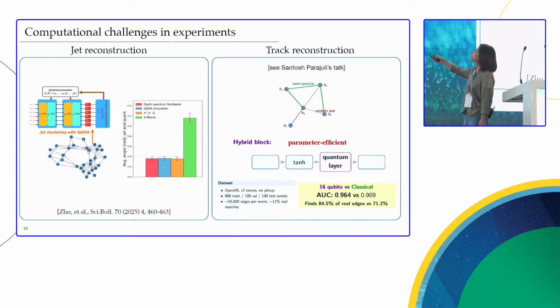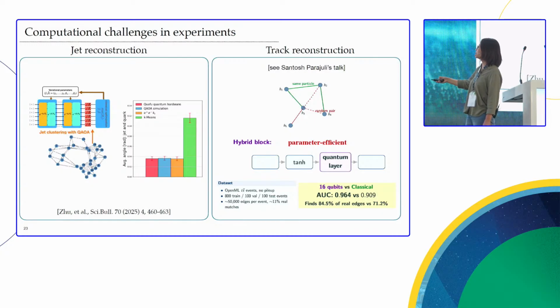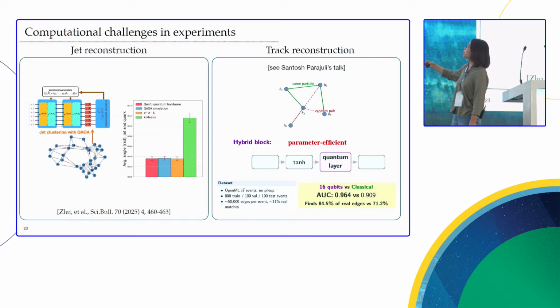And here, once you have a quantum circuit layer, the accuracy could be improved a little bit, and also the parameters inside the quantum circuit could be reduced.